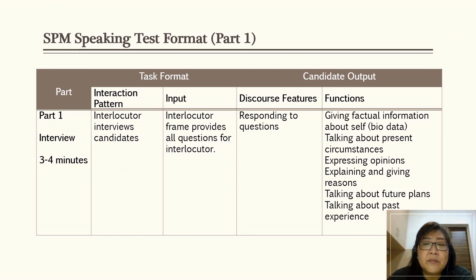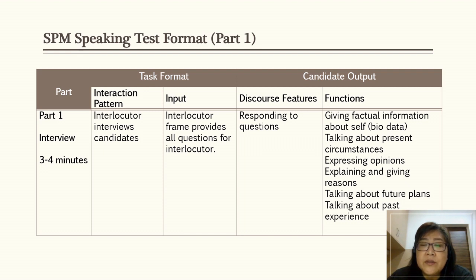So let's look at part 1. Part 1 is an interview, 3 to 4 minutes. Let's look at the interaction pattern. The interlocutor interviews the candidates. The interlocutor frame provides all questions for the interlocutor. So there will be a set of questions that the interlocutor will ask the candidates, and then the candidates have to respond to the questions.